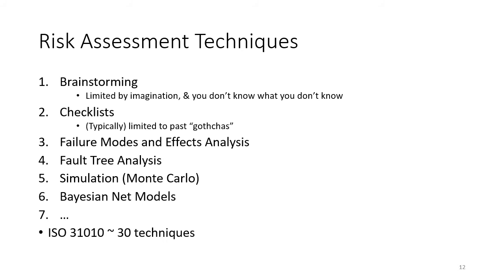So just to make a comment on the first two, brainstorming by all means, very, very good approach. One of the limitations of brainstorming is it's limited by our imagination. And specifically, we just don't know what we don't know. So brainstorming can only take us so far. Checklists are also very good, a very good way to ensure that we don't make the same mistake twice. Their limitation is they're typically limited to past gotchas, things that got us in the past. Together, brainstorming and checklists are a way to come up with a good list of risks, and a way to assess them.